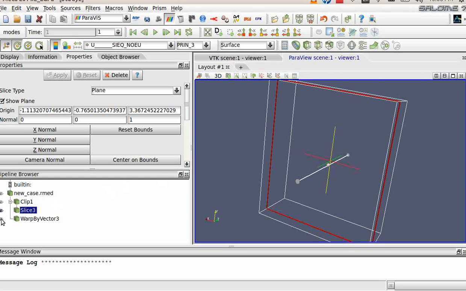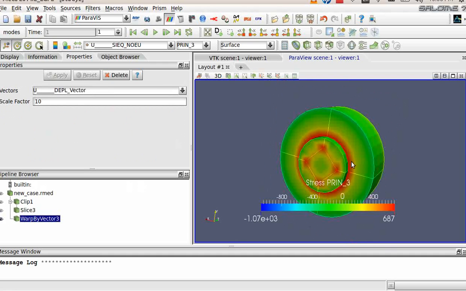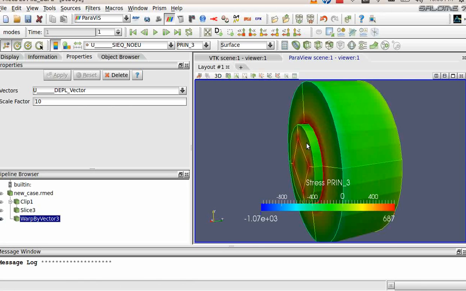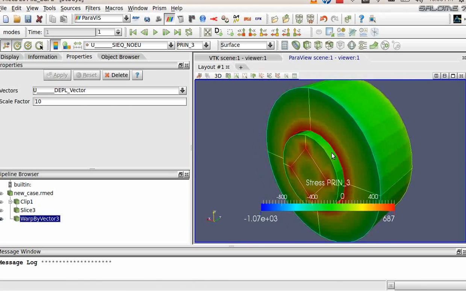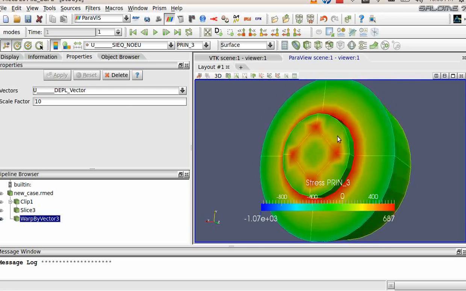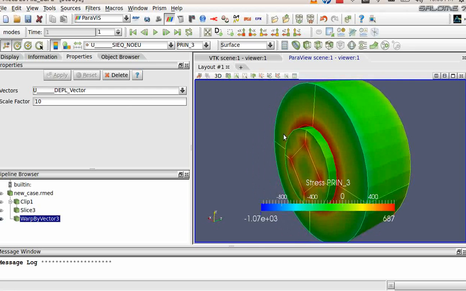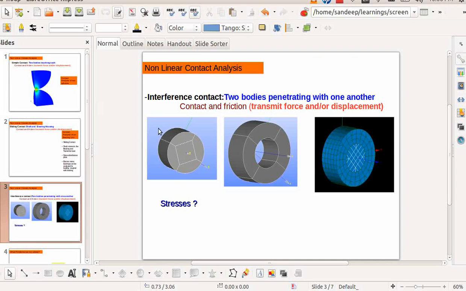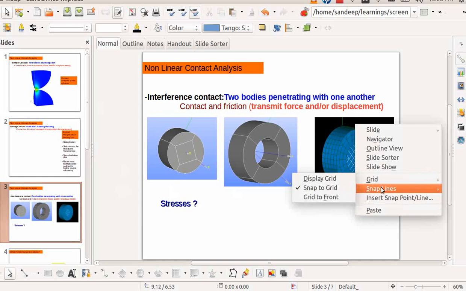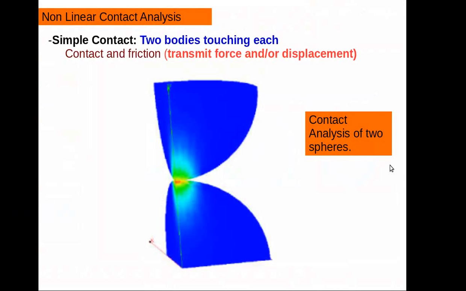There is another option called displacement plot. In this you can see there is a displacement. The hub and shaft have displaced because of the various pressures involved in this. This was a brief intro about contact analysis, interference contact. Let's get back to the presentation, what all things can be done.